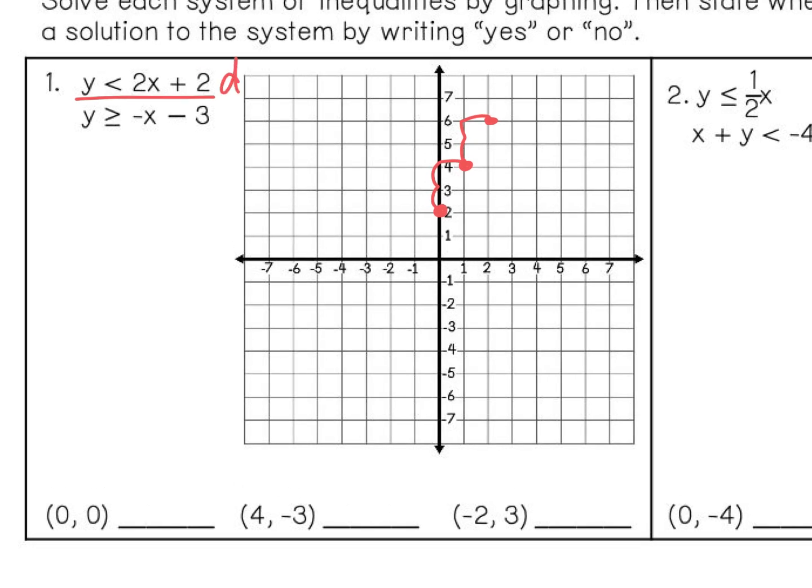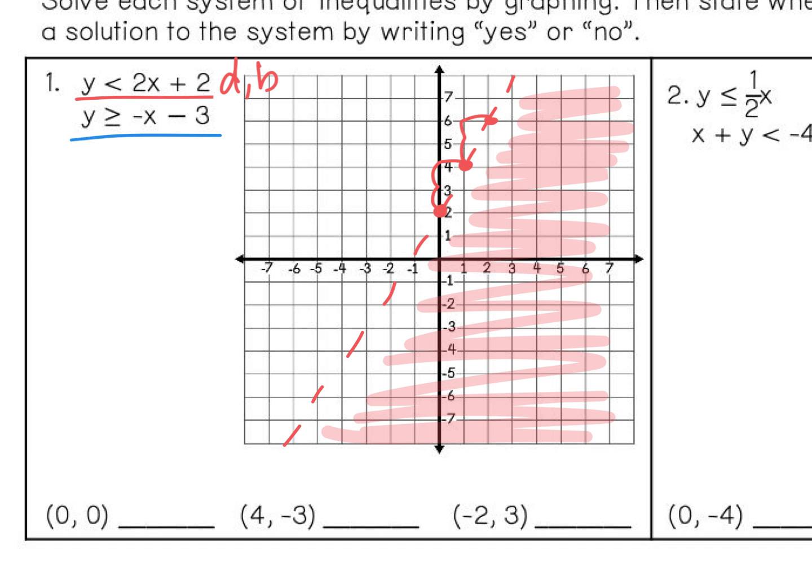Are we going to shade above or below? Below. Very nice. So here's my dotted line. Make sure I can tell that it's dotted. And when we color below, it doesn't have to be fancy or anything like that. If you're just using a pencil, you might just want to lightly shade in one direction.